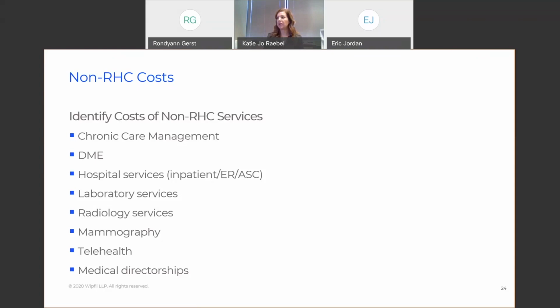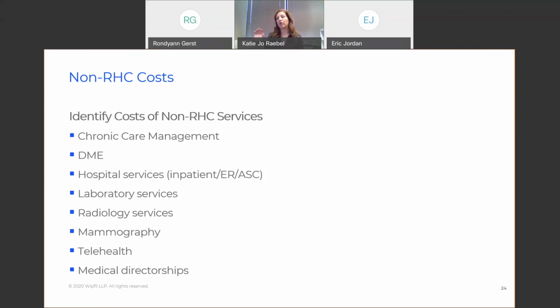The other one I'll mention is telehealth visits. Of course, during COVID, we're able to provide distant site telehealth services, but we're paid based on the fee schedule. So it doesn't have anything to do with our cost per visit. Therefore, we have to treat those expenses differently.